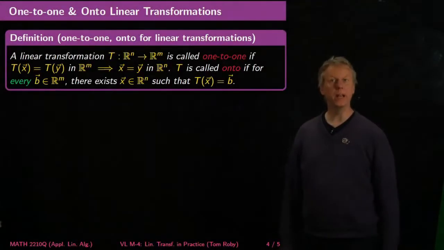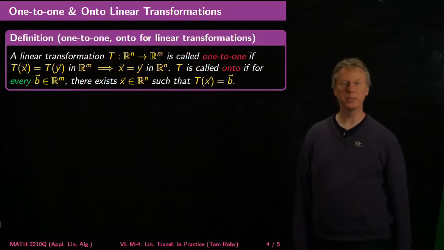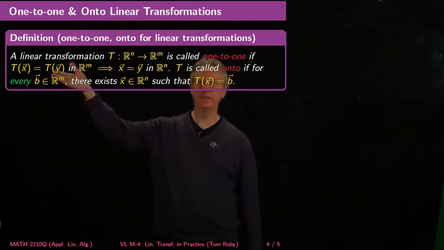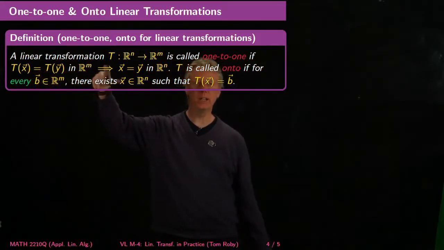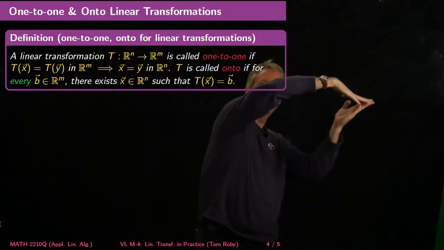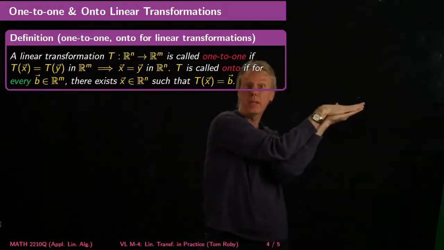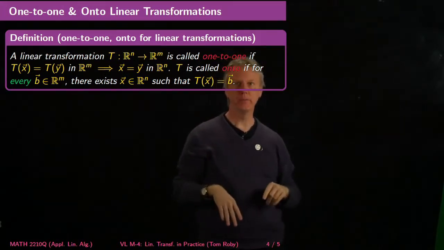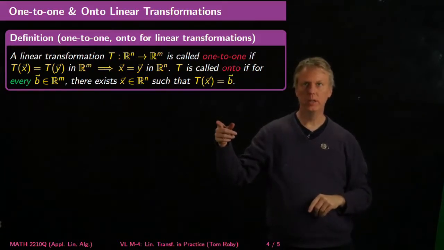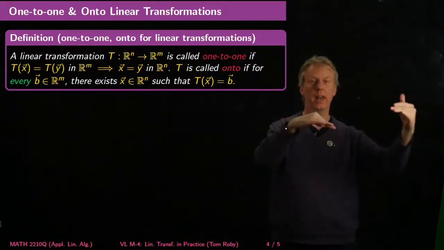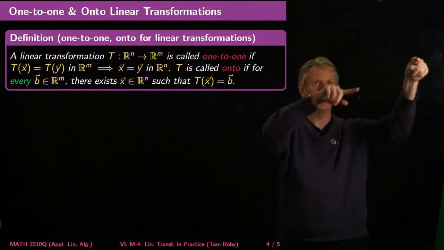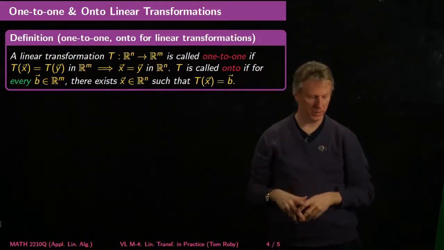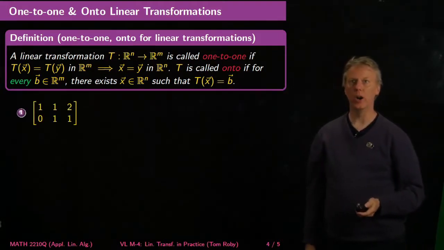Okay, so now let's think about one-to-one and onto for linear transformations. So the definition is exactly the same, right? A linear transformation is called one-to-one if whenever T of x equals T of y, so things are equal over in the target, then they couldn't have come from different vectors. They must have come from the same vector. So there's only one arrow going to any point over here. T is called onto if for every b there exists an x such that there exists a preimage. So I'm over here, and I can always find something over here where the transformation took me there. So that's how one-to-one and onto work for linear transformations.